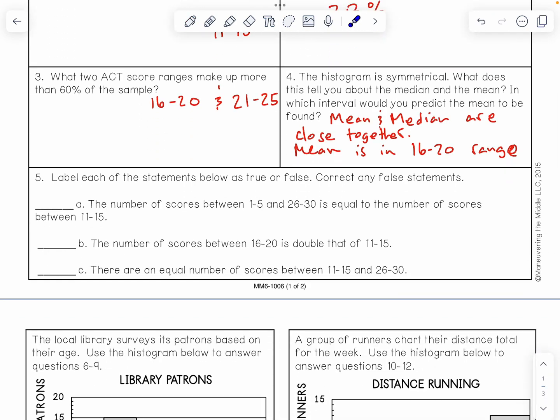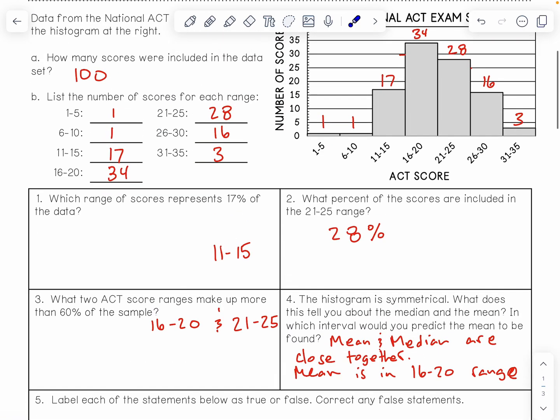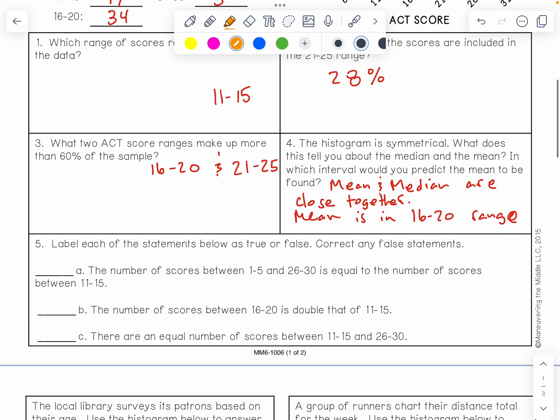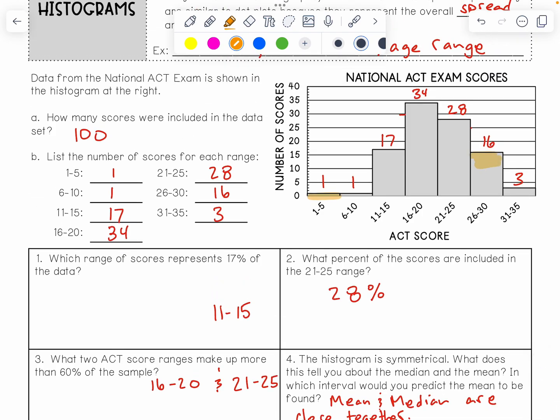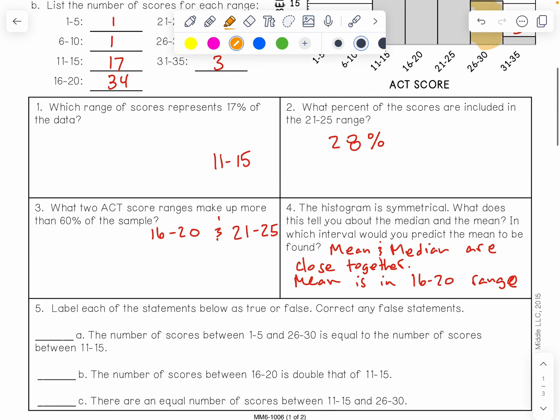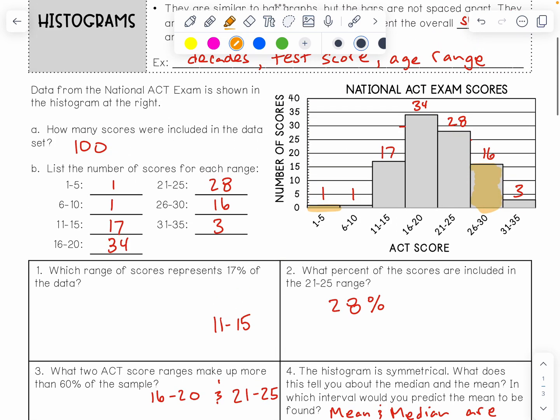All right, let's look at number 5. Label each of the statements below as true or false. Correct any false statements. So let's look at A. The number of scores between 1 and 5 and 26 and 30 is equal to the number of scores between 11 and 15. So there is an equal number of 1 through 5 and 26 through 30 as there are of 11 through 15. So 11 through 15 is this one right here. If I added up this 1 and 16, would it equal 17? It would. So that is actually true.